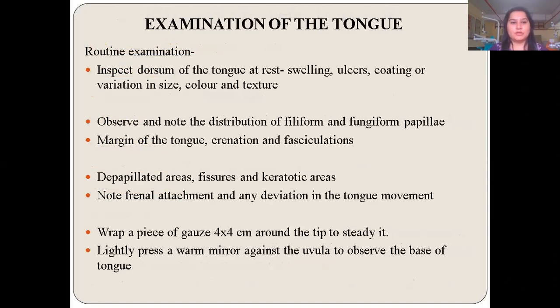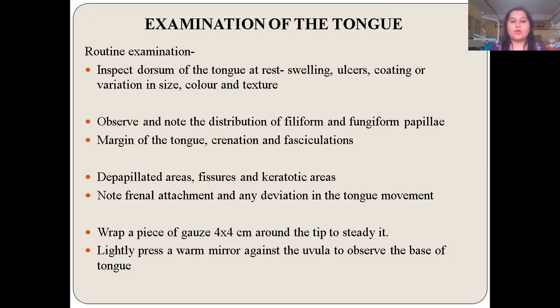Coming to the examination of the tongue, routine examination first. Inspect the dorsum of the tongue at rest, check for swelling, ulcers, coating, or variation in size, color, and texture. Observe and note the distribution of filiform and fungiform papillae. Check the margins of the tongue, the crenation, and the fasciculations. Note any depapillated areas, fissures, and keratotic areas. Note the frenal attachment and any deviation in the tongue movement.